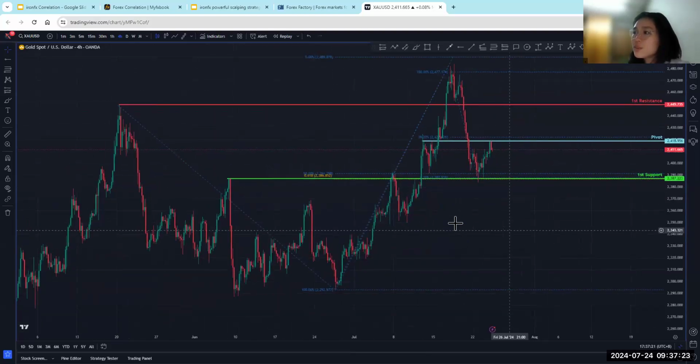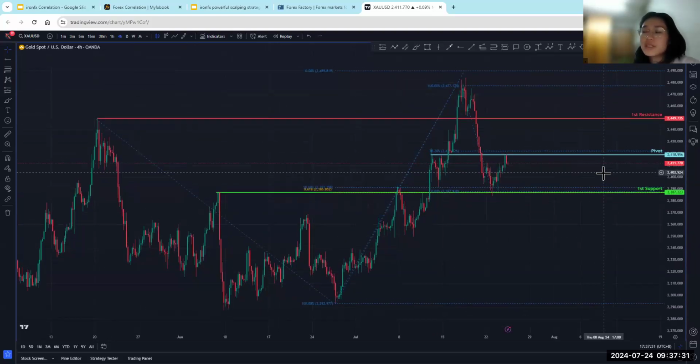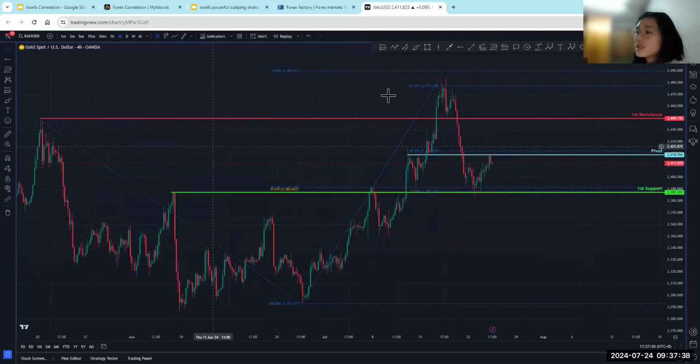I've had some questions about the pivot. The pivot is basically your entry. So it could be your buy entry, a sell entry, or you can label it as a support or resistance level as well, if you're more comfortable with that. Completely up to you.